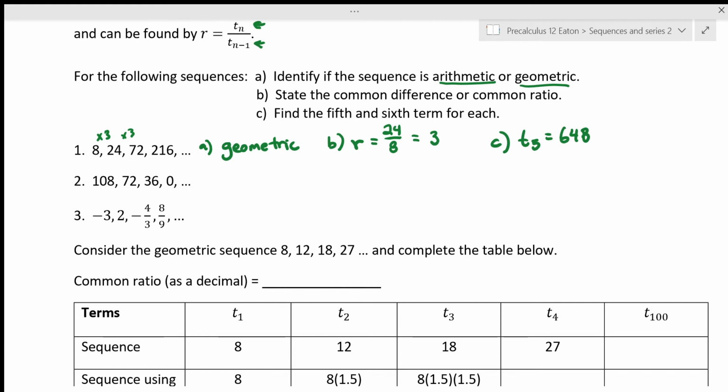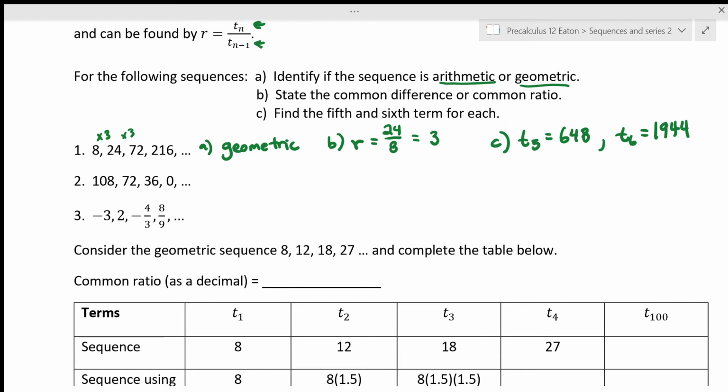And our 6th term is going to be 648 times 3, which is 1944. And in case you're wondering, no, I did not do that in my head. I do have access to a calculator as well. So, next sequence. Well, this one looks like it's going down pretty fast.